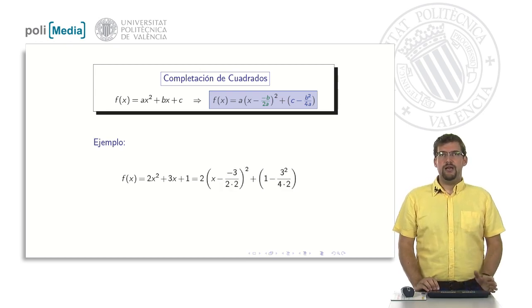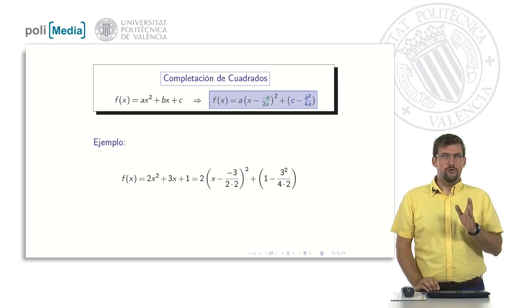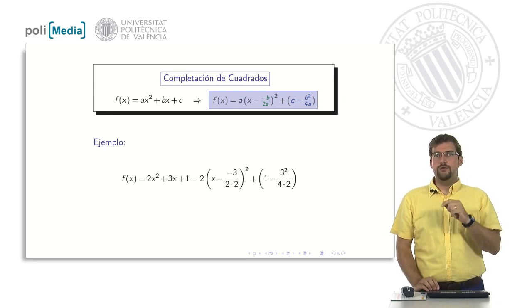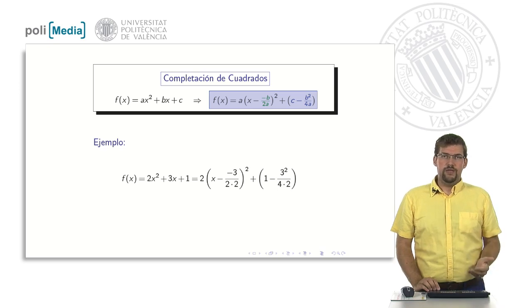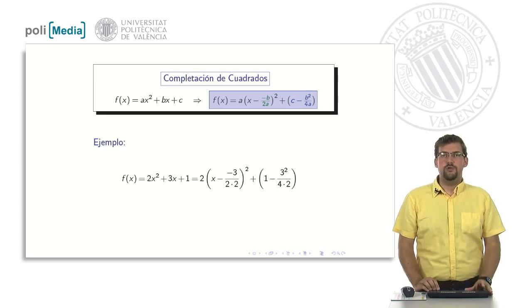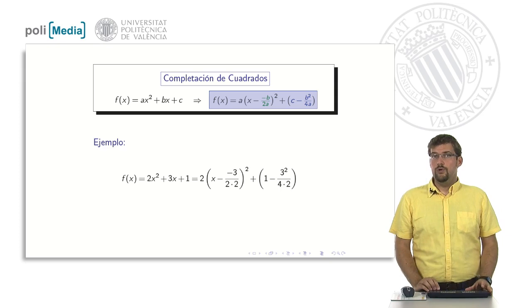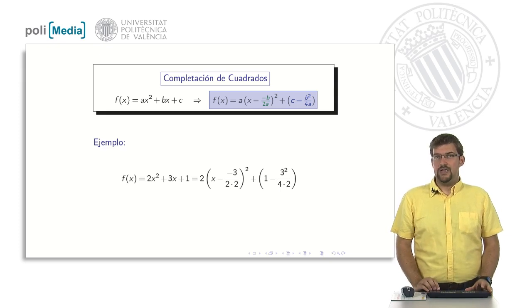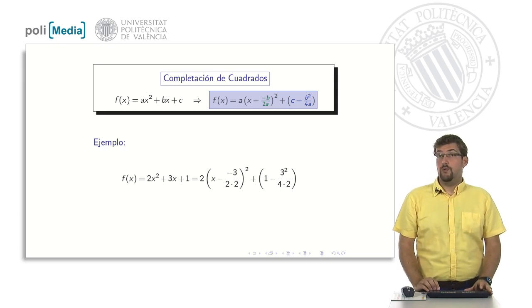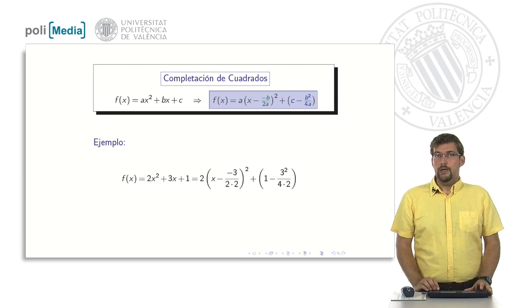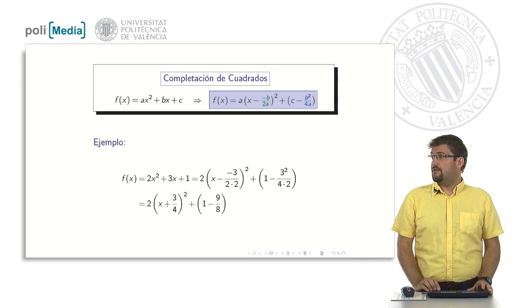And applying the formula in this case is just as simple as substituting 2, which is the a, into x minus b divided by 2a, minus 3 divided by 2 multiplied by 2, all of them squared, plus c, which is 1 minus b squared, that is 3 squared divided by 4a, in other words 4 multiplied by 2. And once we have substituted the values of the formula, the only thing left is to simplify.